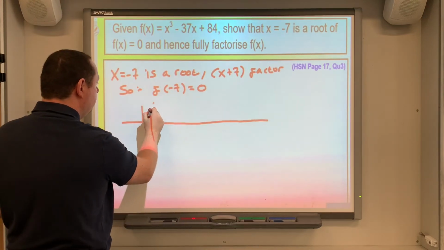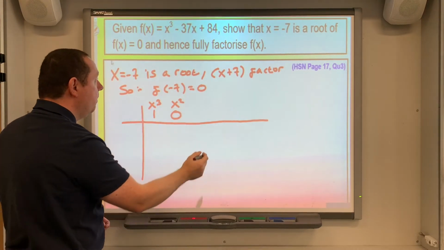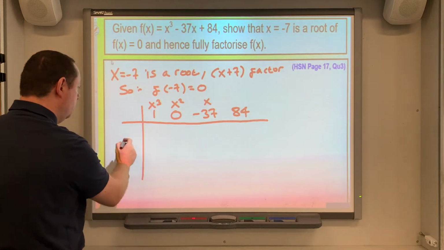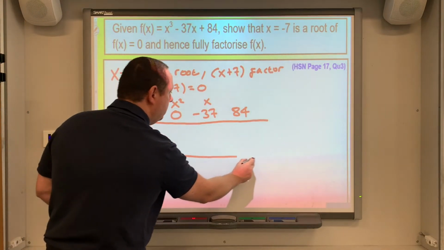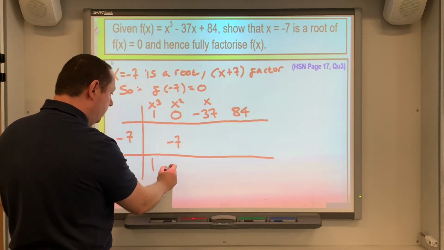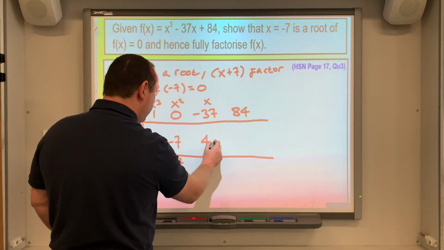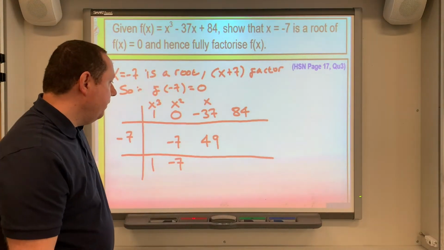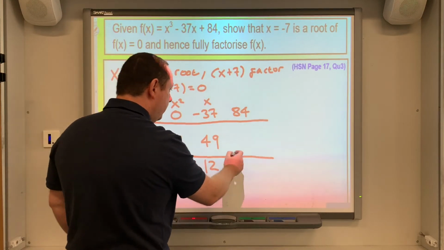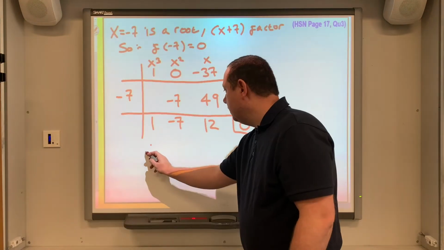1x cubed, we've got 0x squared. Notice that there's no x squared. Minus 37x and 84 in the end, and we're substituting minus 7 into the polynomial. 1 times minus 7 is minus 7, minus 7 and 0 is still minus 7. Minus 7 times minus 7 is positive 49. 49 take away 37 is 12. 12 times minus 7 is minus 84. 84 minus 84 is 0.